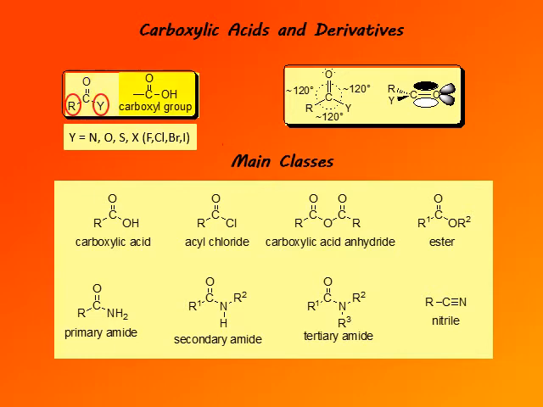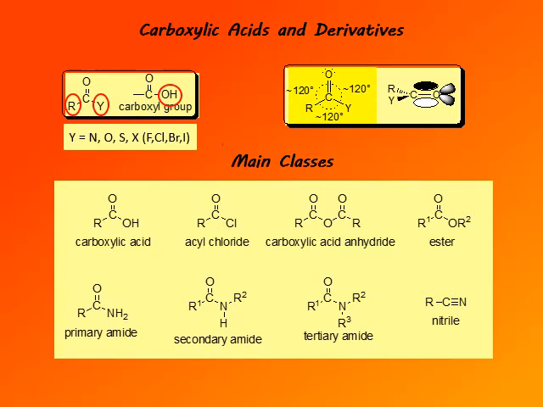So if substituent Y is a hydroxyl group, OH, then that together with the carbonyl group forms a carboxyl group, and carboxyl groups are the functional groups of carboxylic acids. So a carboxylic acid contains a carboxyl group.